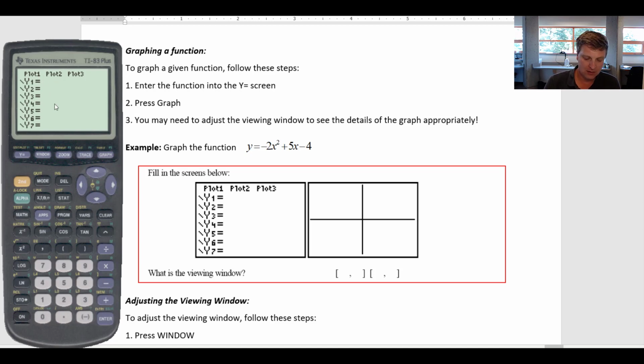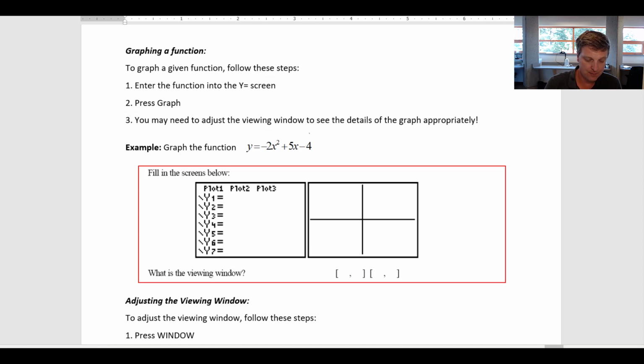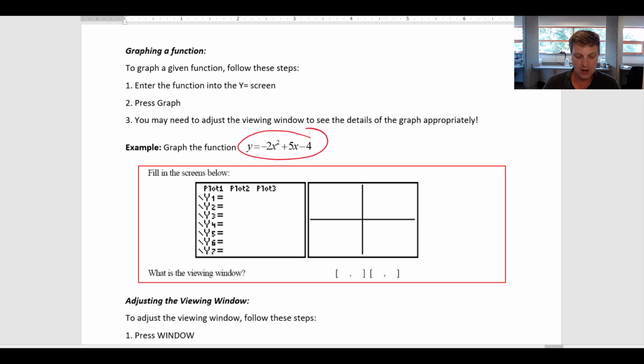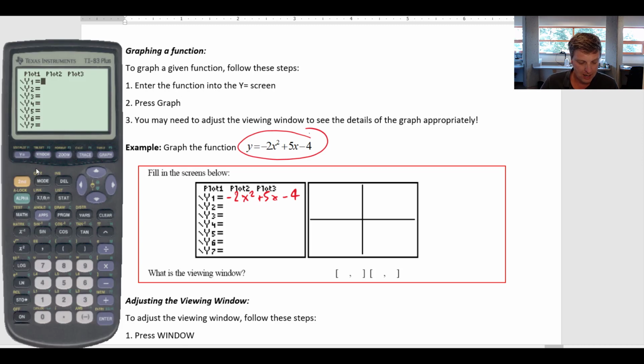And I'm going to enter this function right here. So y equals negative 2x squared plus 5x minus 4. So that's what I'm going to enter. When I do that, the negative sign is going to be this one here, not the minus sign. They're actually a little bit different. So if it's just a negative, negative 2.